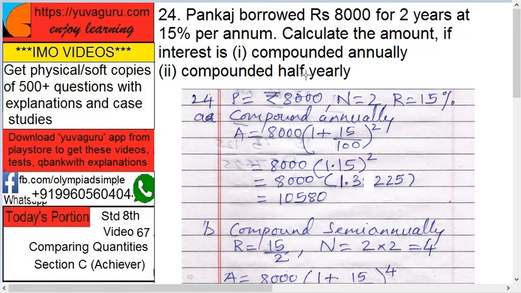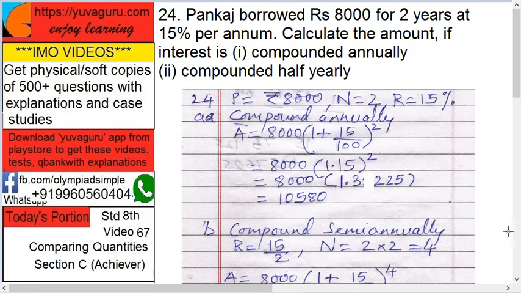So compounded half yearly. Now half yearly means what? The R becomes R by 2 and N becomes N into 2. See here. R equals 15 by 2. N equals 2 into 2. Earlier it was same because it was yearly. Now it is semi-annually. Now if it is quarterly somewhere, then R equals 15 upon 4. N equals whatever given, 2 into 4. Right? If it is quarterly. Now it is semi-annually, means half yearly. So 15 upon 2 and N is 2 into 2.